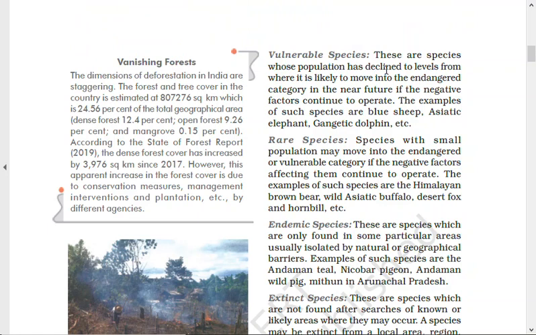Now it says vulnerable species. So what is this? These are the species whose population has declined to a level from where it is likely to move into the endangered category in the near future, if the negative factors continue to operate. So the numbers have declined so much that any time they can become extinct or endangered if we do not take care now. Examples of such species are blue sheep, Asiatic elephant, and the Gangetic dolphins.